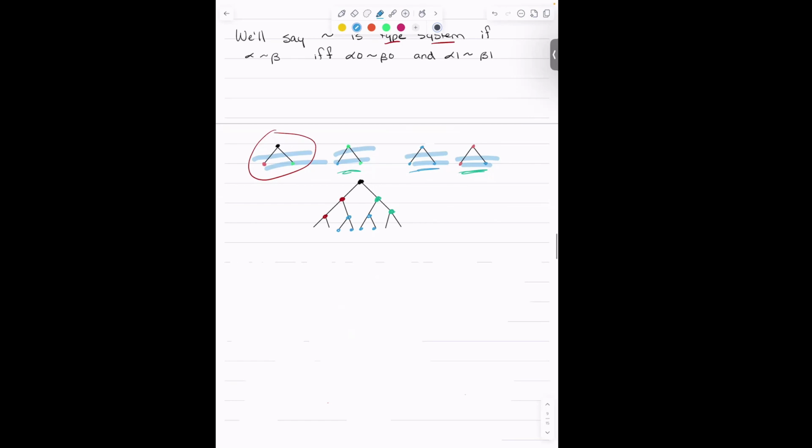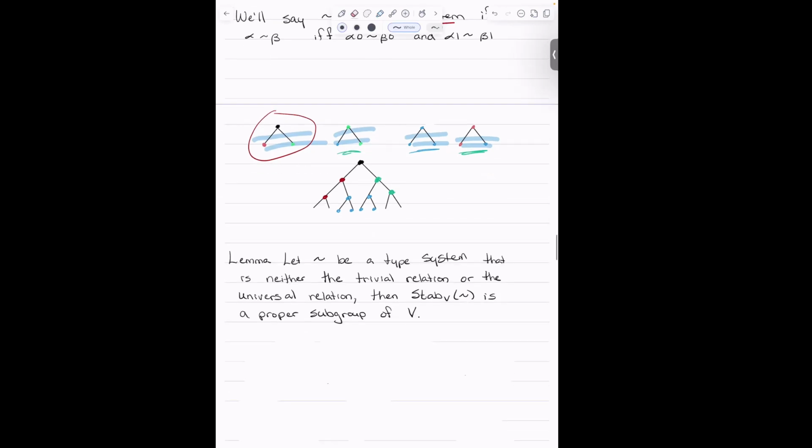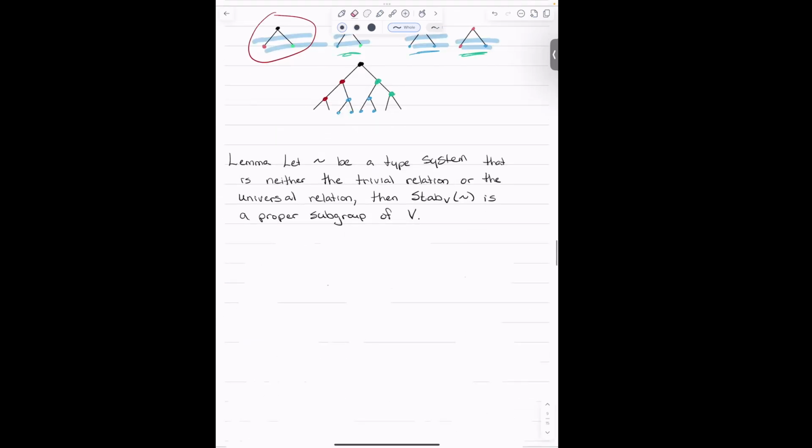All right, so a lemma is that if you have one of these type systems, one of these equivalence relations, and it's neither the trivial relation, meaning every vertex is labeled by a different color, nor the universal relation, meaning every vertex is the same color, then the set of elements of V which stabilize this equivalence relation gives me a proper subgroup of V. And again, our goal is really to get to the maximal case and understand when these are going to give us, in fact, maximal subgroups.